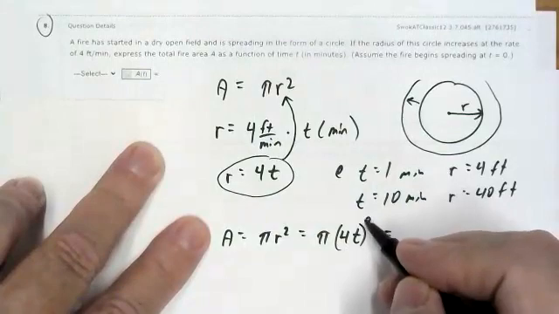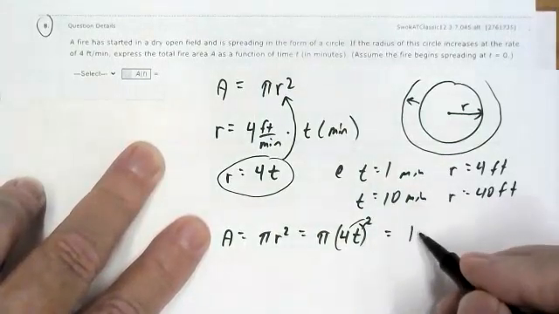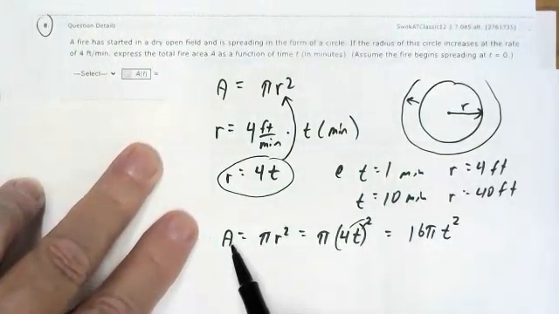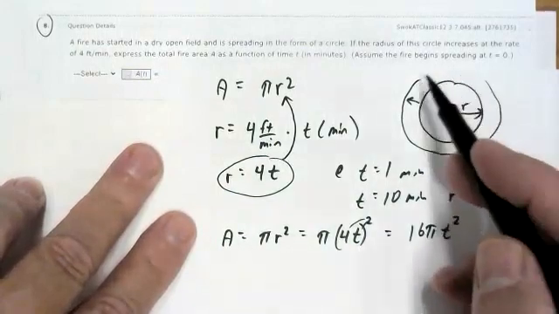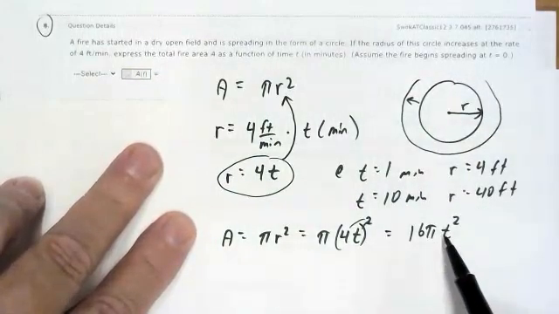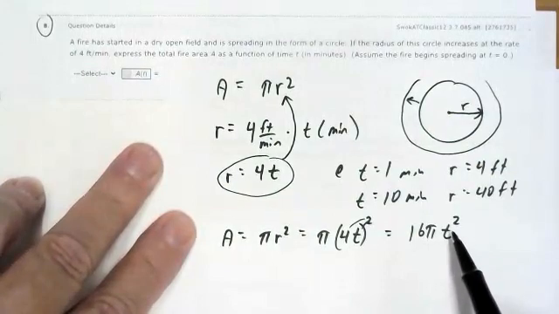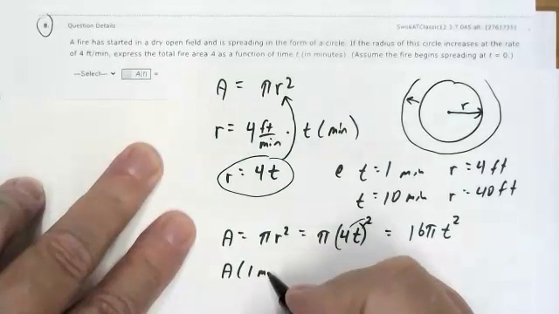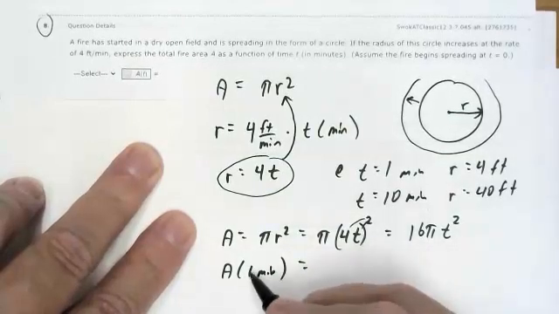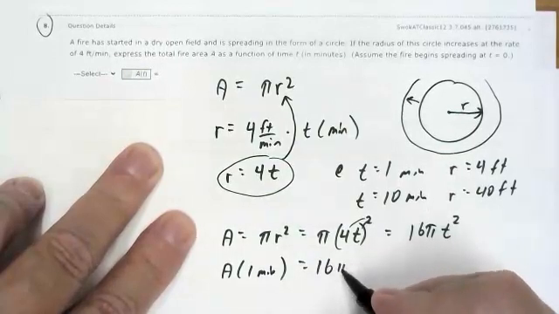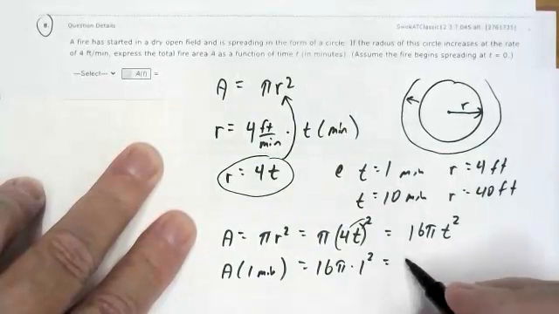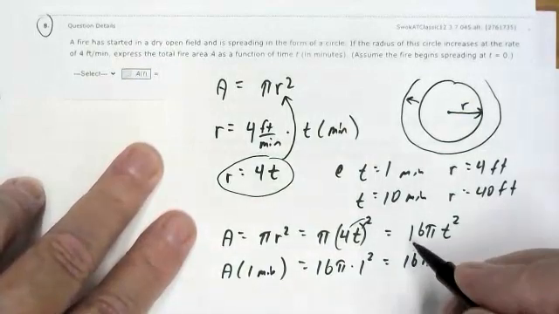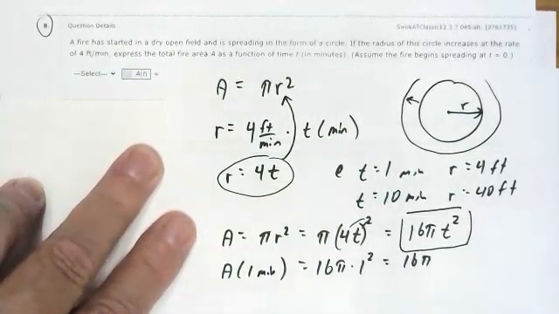Now, if I get rid of these parentheses, the 2 gets applied to both in here. I end up with 16 pi t squared. So therefore, now I'm saying the area of this burnt circle is 16 pi t squared. So you can see how you have to choose a time. If someone was to say, well, what's the area after 1 minute? Then you plug in 1 for t, and you would say the area is 16 pi. So this is that kind of problem.